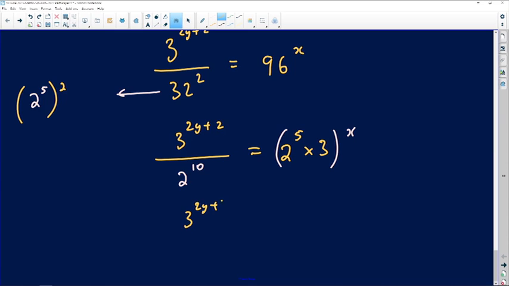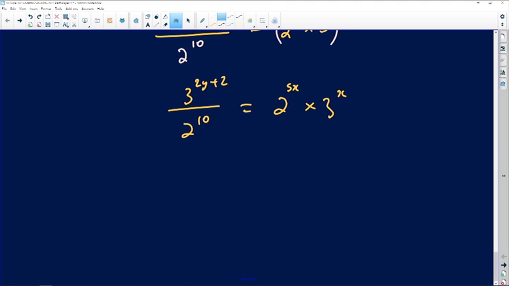So I've got 3 to the power 2y plus 2 divided by 2 to the 10 equals 2 to the 5 times, okay, wait, let's just do it now. This is the right time. I'm going to distribute this. I'm raising 2 to the 5 to x, and I'm also raising 3 to the power of x. So 2 to the 5 is going to be 5x when you multiply with x, and then 3 to the 1 raised to x is going to become 3 to the power of x.